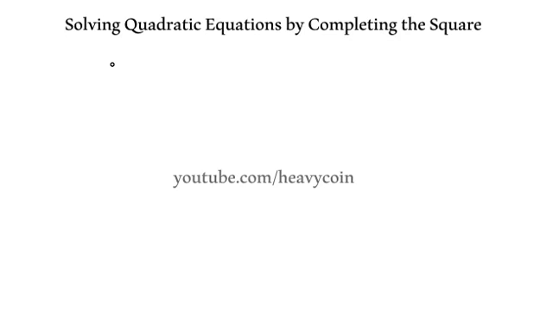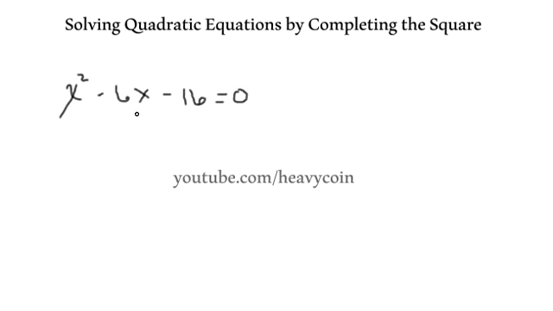Alright, in this section we're going to be solving quadratic equations by completing the square. And of course we're going to get started. x squared minus 6x minus 16 is equal to 0.